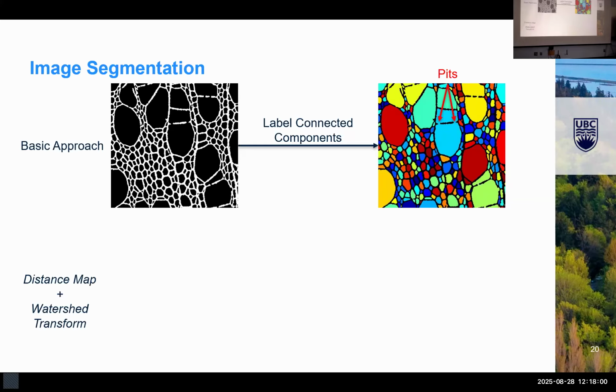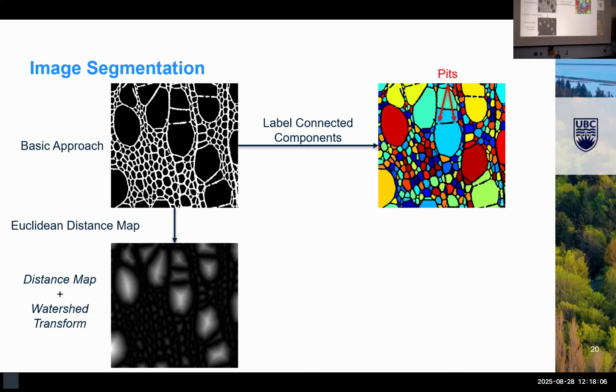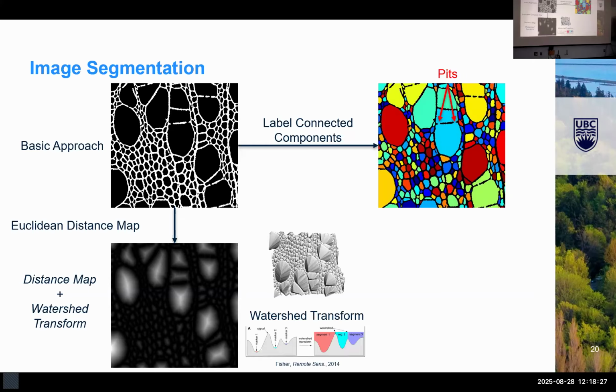So instead, we use a different method that consists of a distance map and a watershed transform. The first step here is to do the Euclidean distance map, which essentially counts, from each black pixel, the distance to the nearest white pixel. It looks like that in the end, or you can think of it instead as an elevation map where the parts that are furthest from the white pixels are deep valleys in the image.